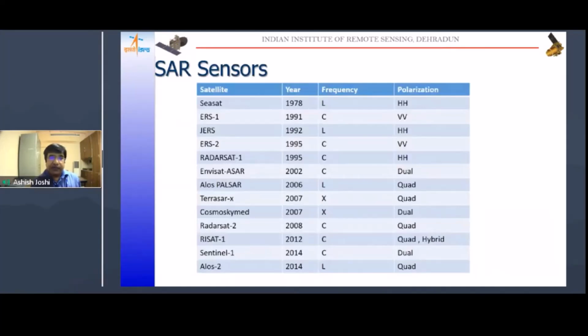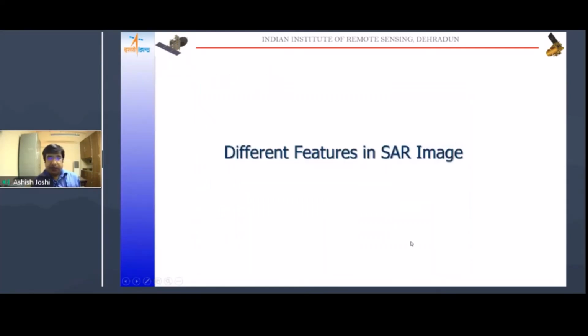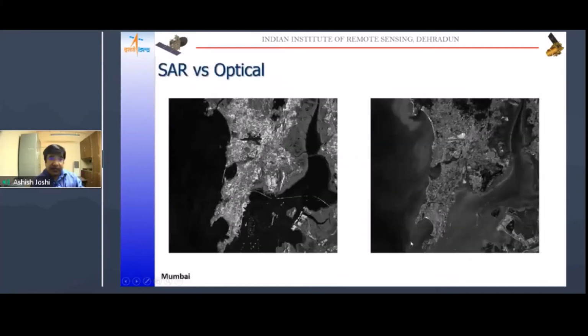So these are some of the SAR sensors: CSAT, IRS-1, and IRS-2. L-band is the CSAT, and PALSAR is L-band. TerraSAR-X is a German satellite. RISAT-1, our ISRO satellite, was launched in 2012. It is C-band, it has quad polarimetry and hybrid polarimetry, and these are different polarizations. So you can see the different features in the SAR image.